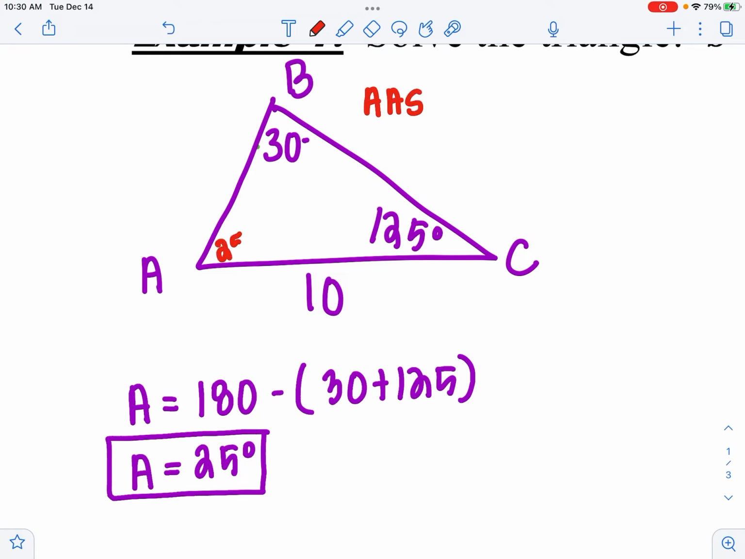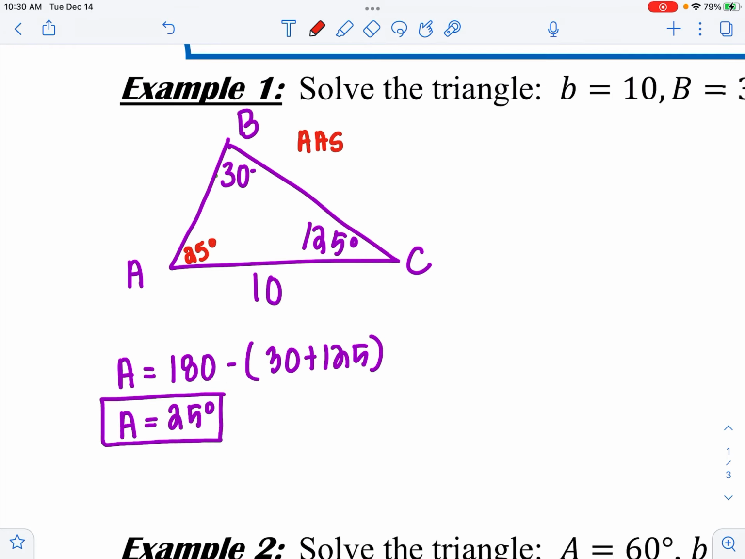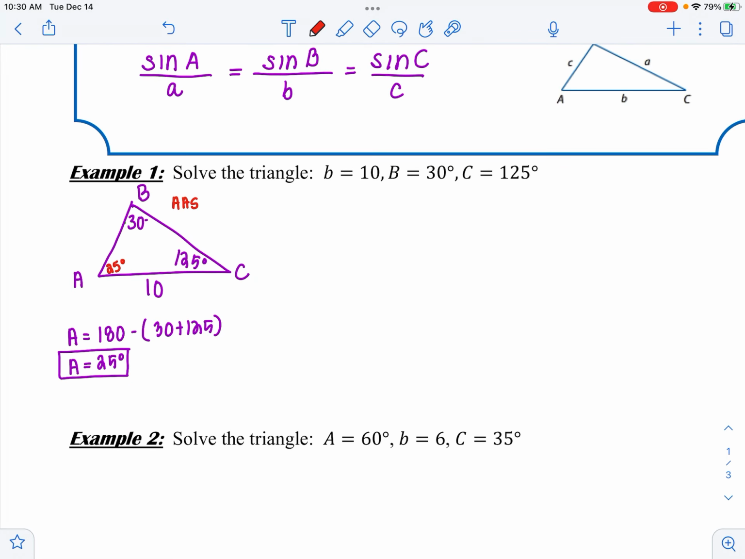All right, we got angle A is 25 degrees. Okay, so now I need to find the other 2 sides. So to find the other 2 sides, since it's angle, angle, side, we are going to use the law of sines. The law of sines is always a proportion. The first proportion is always going to start with an angle and a side that you do know, an angle and a side that are opposite of each other that you do know. So it looks like I know this angle, that's 30 degrees, and this side, that's 10. So you do the sine of the angle, which is 30 degrees, over its opposite side, which is 10.